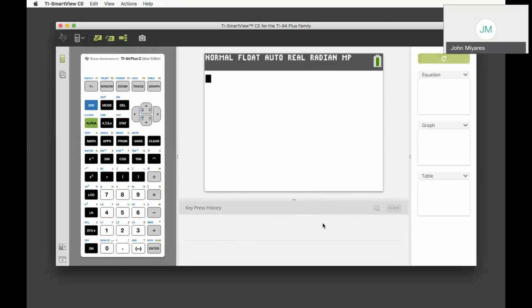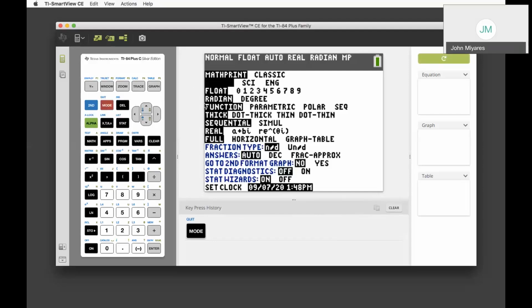First thing we need to double check is to make sure that I am in radian mode. So I'm going to hit my mode button. And this one does say radian highlighted. If it does not, I can just use my down arrow and then hit enter, and that will switch it over to radian mode.